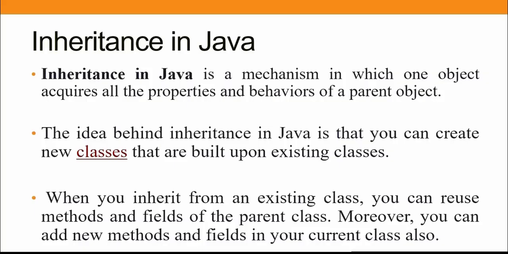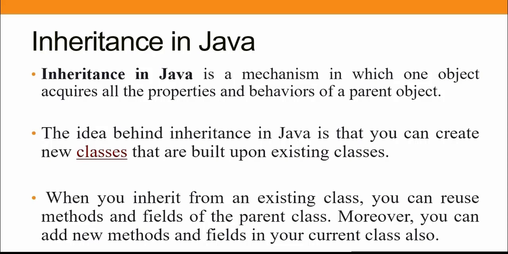Now we are going to discuss one of the most important concepts in object oriented programming, which is none other than inheritance. So what is inheritance in Java? Inheritance in Java is a mechanism in which one object acquires all the properties and behaviors of the parent object.